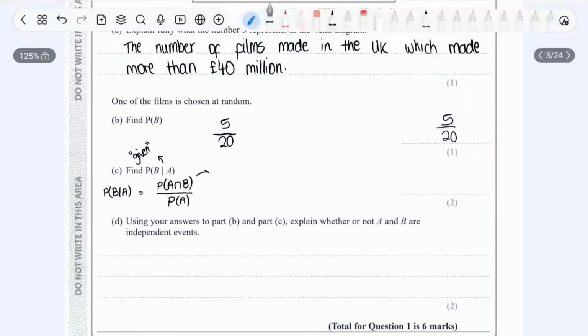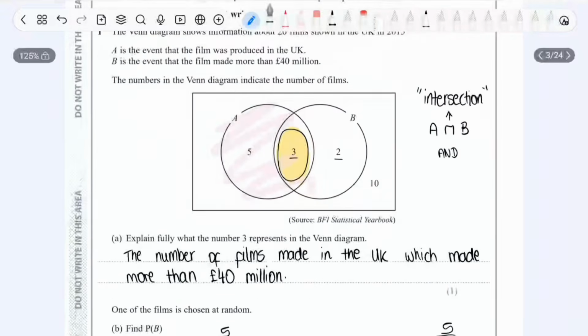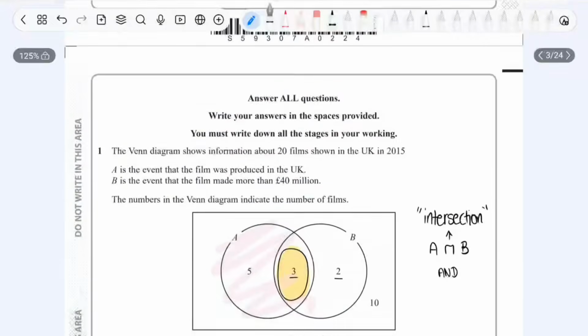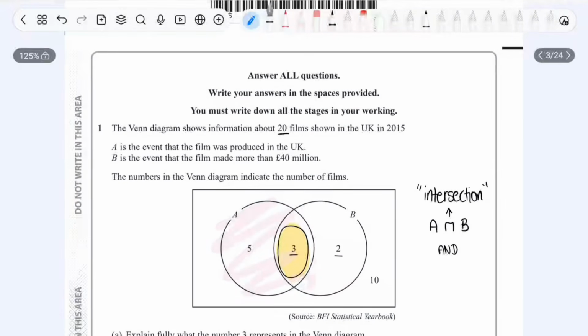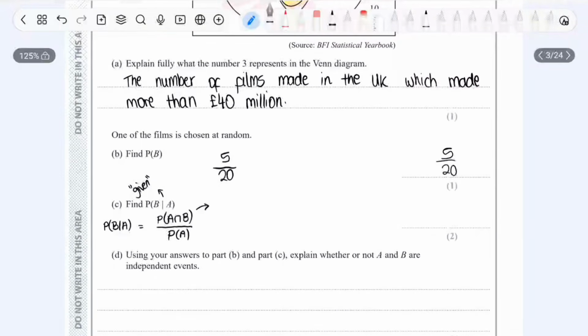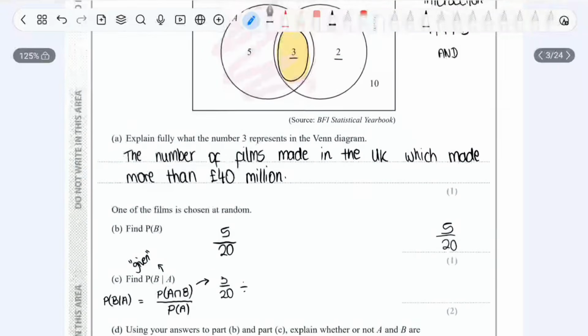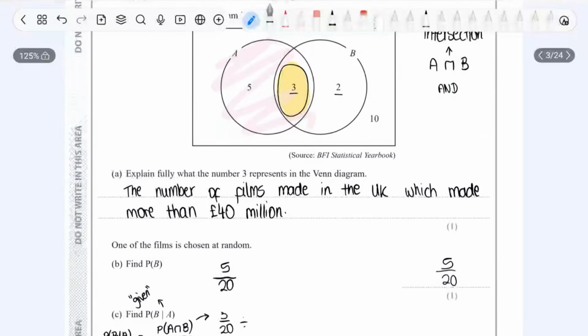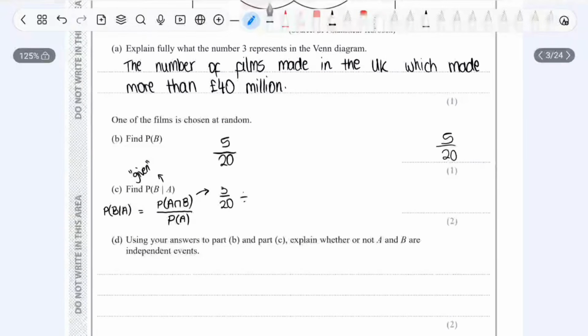So the probability of A intersect B is 3, and the total number is again 20, as we've seen from the top. So we'd have 3 over 20, and then we'd have to divide it by the probability of it happening in A. The probability of A happening is 5 plus 3 out of 20, so 8 over 20.